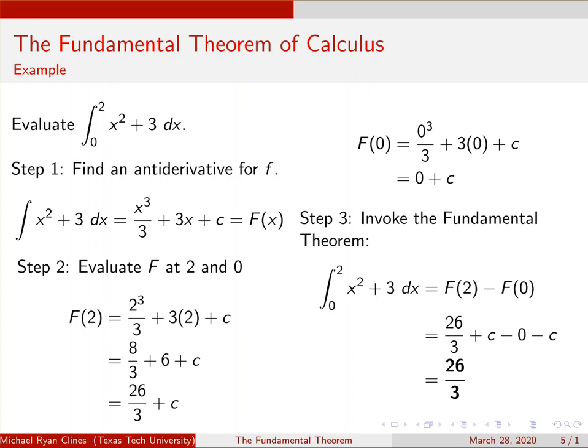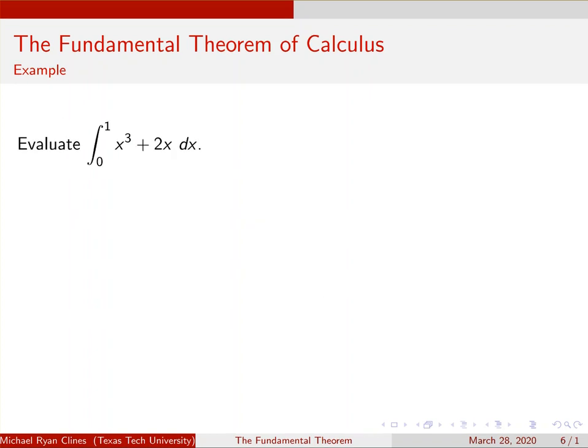There's actually more concise notation we can use to calculate this. So let's look at that now. Let's evaluate this integral, 0 to 1 of x cubed plus 2x dx. For the first step, we need to find the antiderivative. You just apply the power rule to both these terms, and you'll get 1/4 x to the 4th plus x squared. That is an antiderivative of the function x cubed plus 2x.